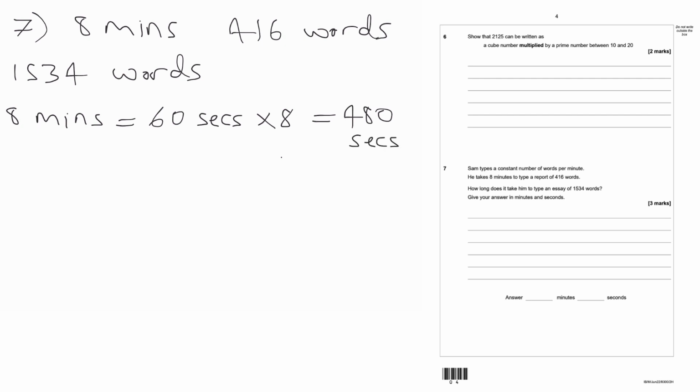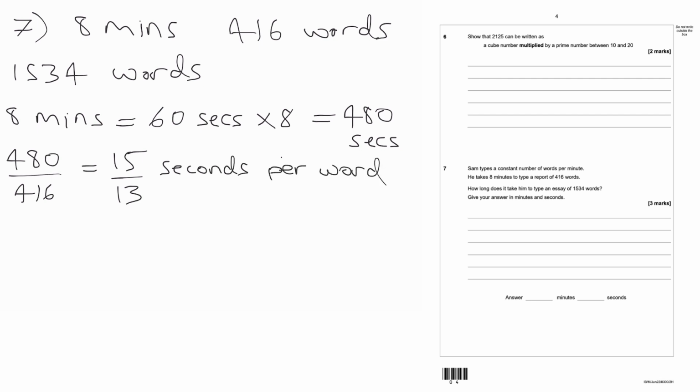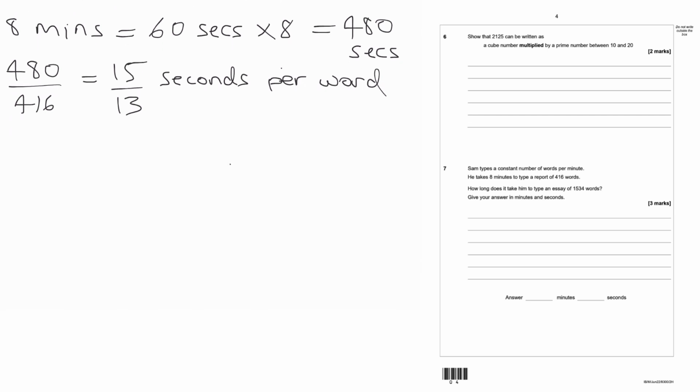And what we're going to do now is divide this 480 by the number of words he can do in that time. And what this tells us, and I'll leave it as a fraction, is that this fraction, 15/13, is the number of seconds per word which he can type. So he does 15/13 seconds per word. So I'm just going to move this up slightly.